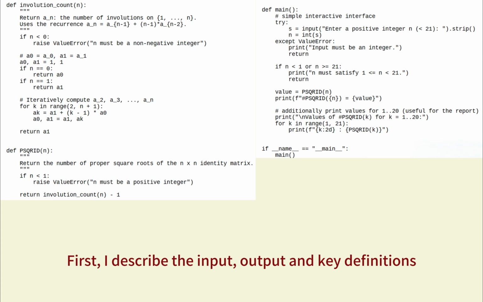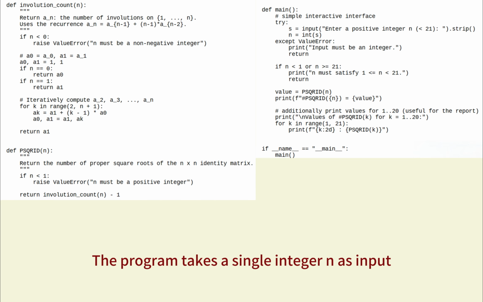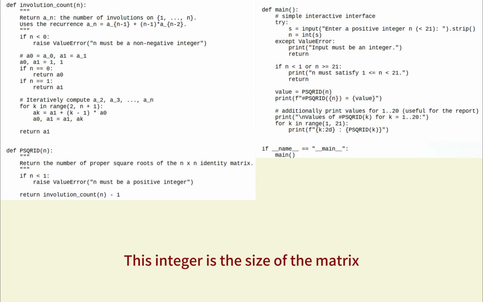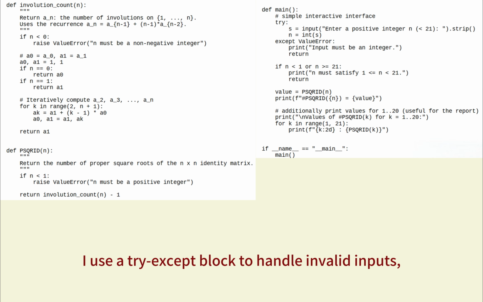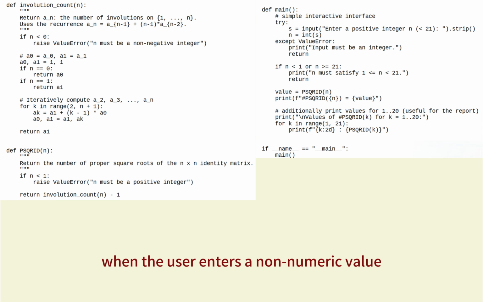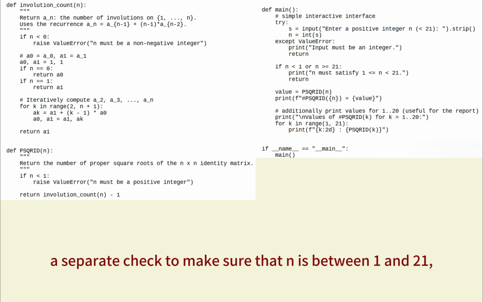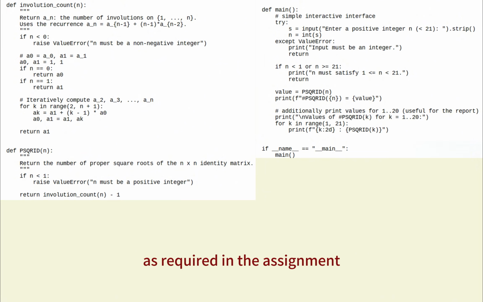After that, first I describe the input, output, and key definitions. The program takes a single integer n as input. This integer is the size of the matrix. I use a try except block to handle invalid inputs, so the program does not stop when the user enters a non-numeric value. I also add a separate check to make sure that n is between 1 and 21, as required in the assignment.